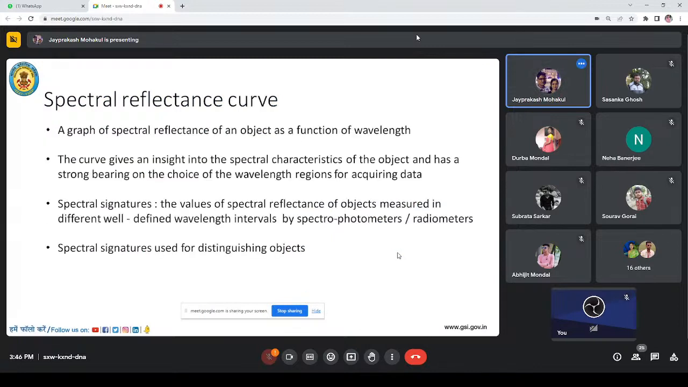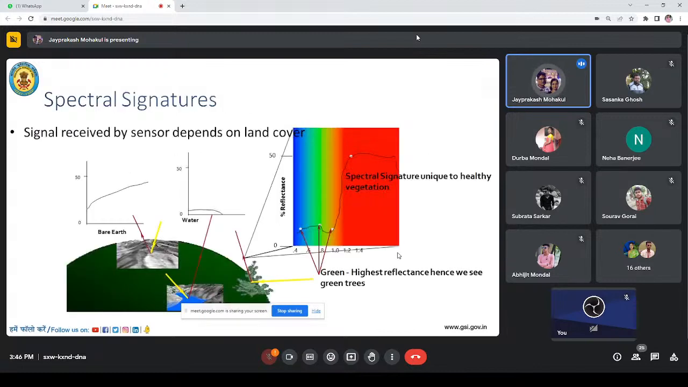Okay. Now coming to what exactly is a spectral reflectance curve. Have you heard of it? What is a reflectance curve? Now I'll show you this. So let's say in the x-axis I have the wavelength of light, and y-axis I have the percentage of reflectance. Right now, the amount of light that gets reflected from different material.